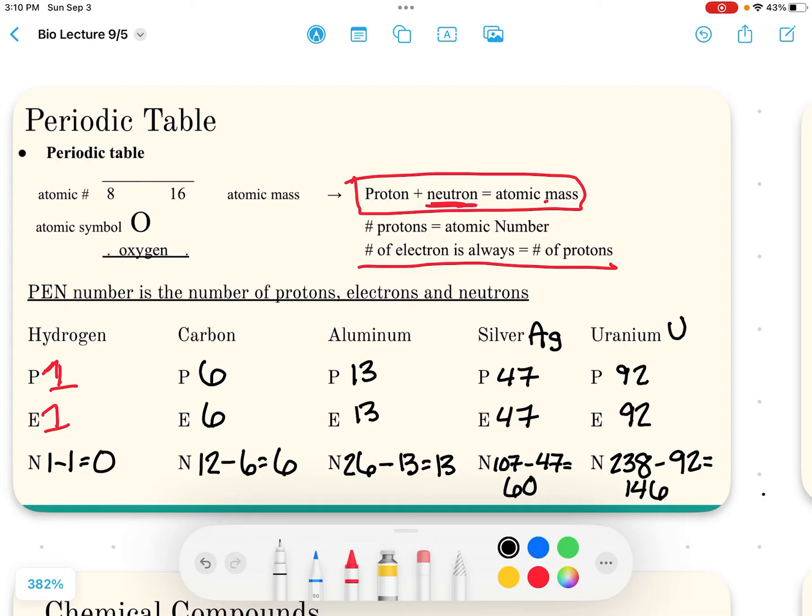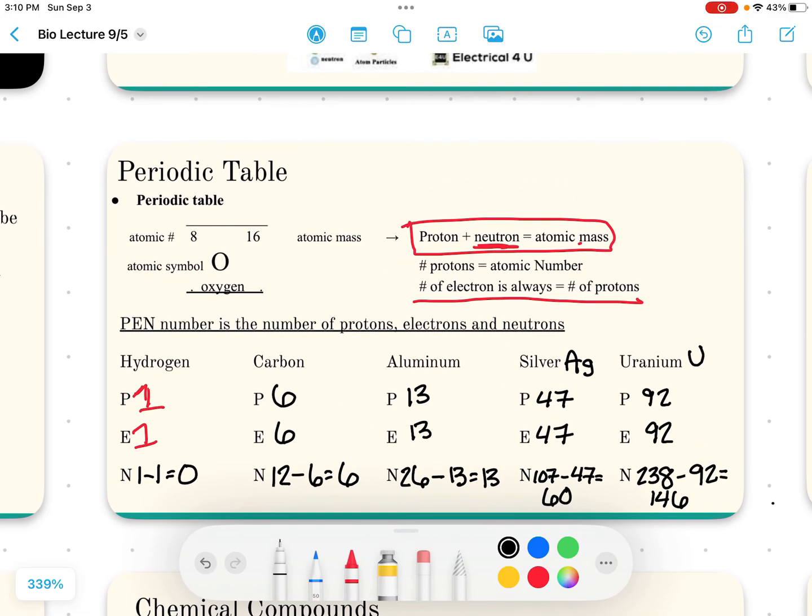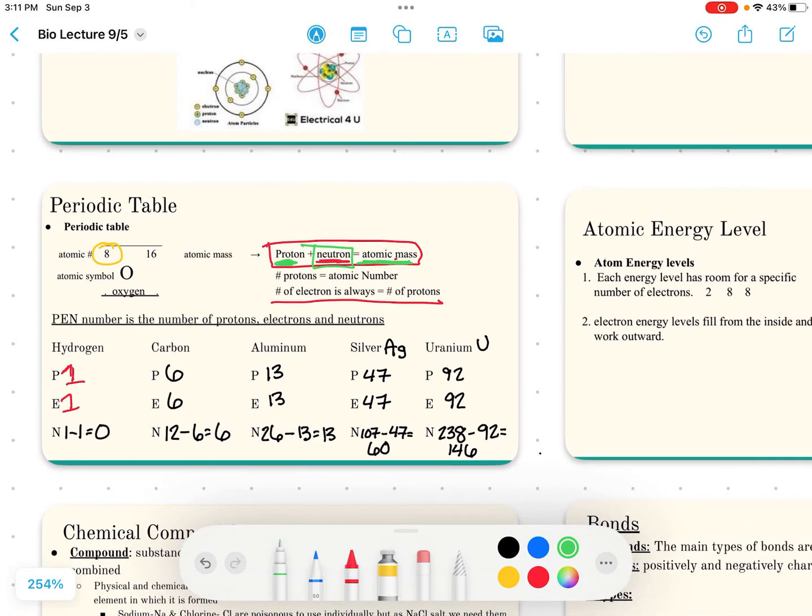So that's how you solve for your protons, neutrons, and electrons. Again, protons just equal the atomic number, so this number up here. The number of electrons equals the number of protons, so those numbers should be the same. And to solve for neutrons, we take the atomic mass minus the number of protons, and that's going to give you your neutrons. So let's keep moving on.